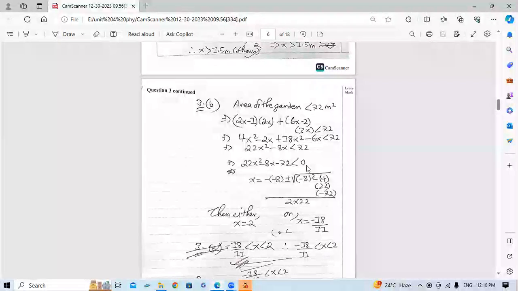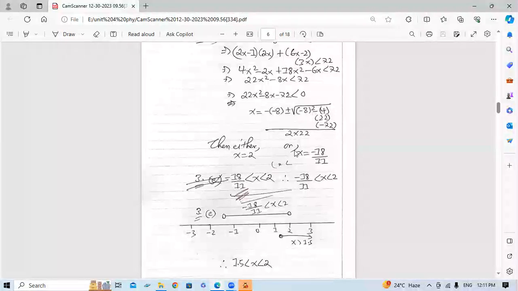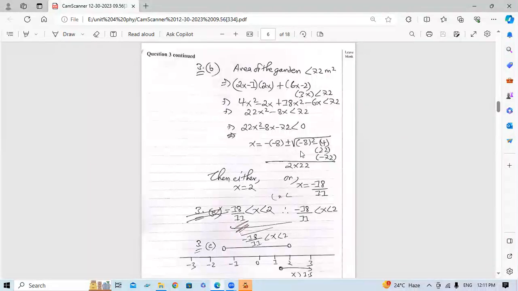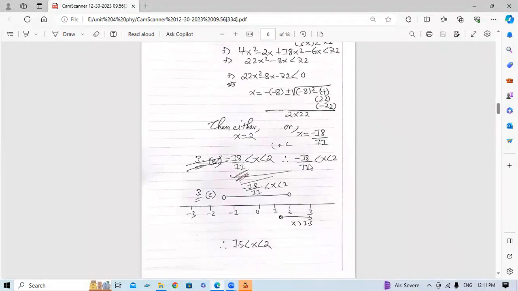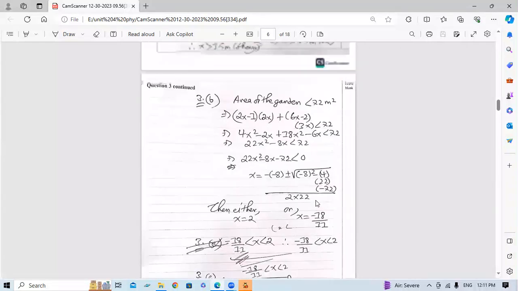So for the x value over here, you can use minus b plus minus root over b square minus 4ac by 2a. This is the formula. Then either x equals 2 or x equals minus 18 by 11. As over here, it is a less than sign, you need to write in this format: minus 18 by 11 less than x less than 2. If it was a greater than sign, then you need to write in a different format in the final answer.